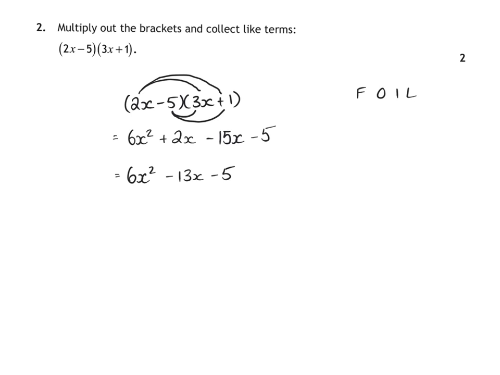Okay, so the marks for this question: you get 1 for starting to multiply and getting 3 of the terms correct in your first step, and then you get your second mark for collecting all your terms together correctly.